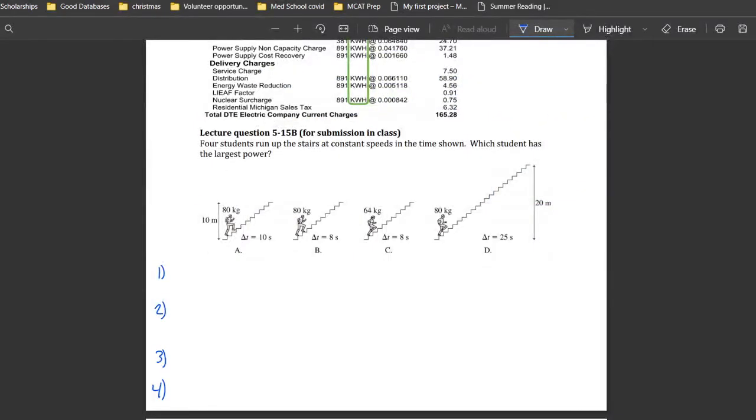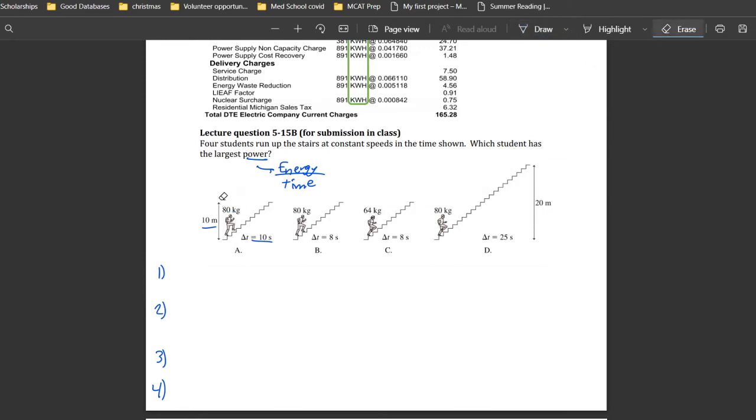And this is our only other question for the day. It's 5-15B, which says, 4 students run up the stairs at constant speeds in the times shown. Which student has the largest power? So power, energy per second, energy per time. And how are we going to measure this power? Well, we see we're given a height unit, we're given time, and we're given a mass.